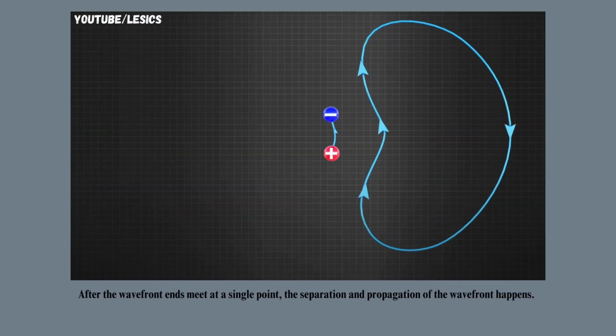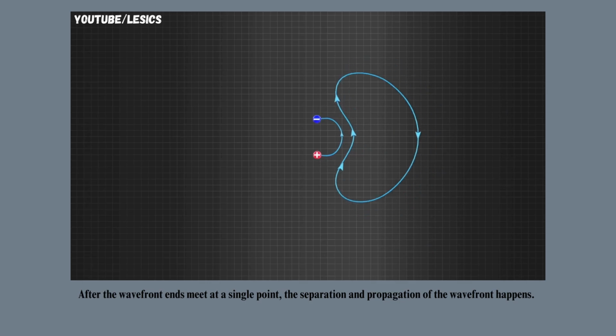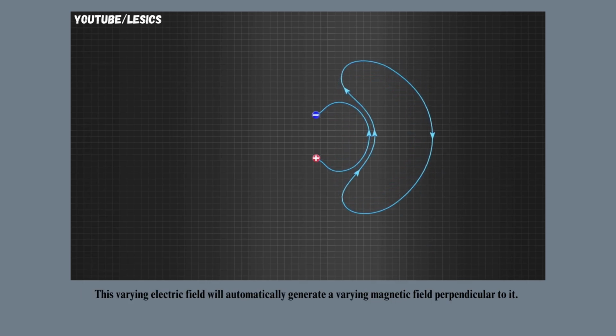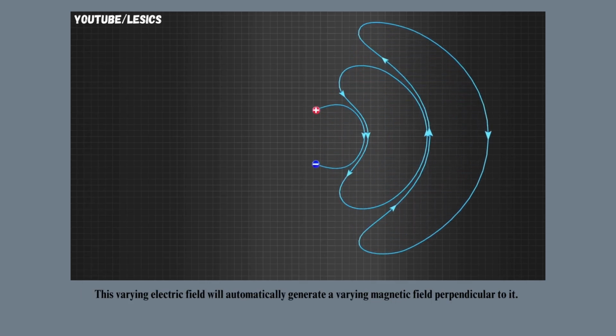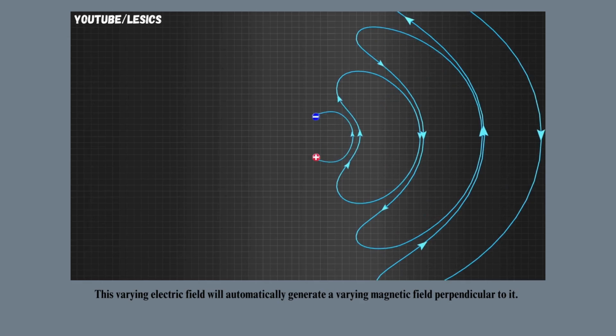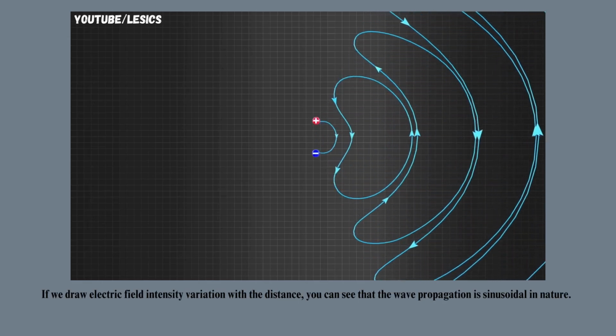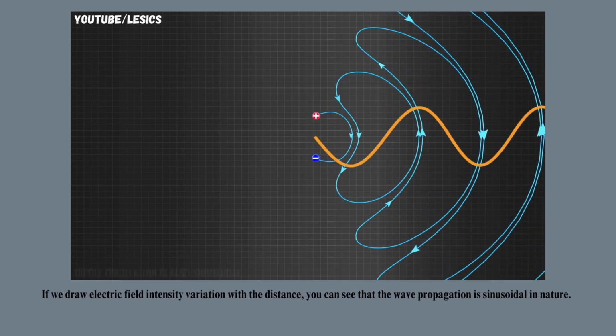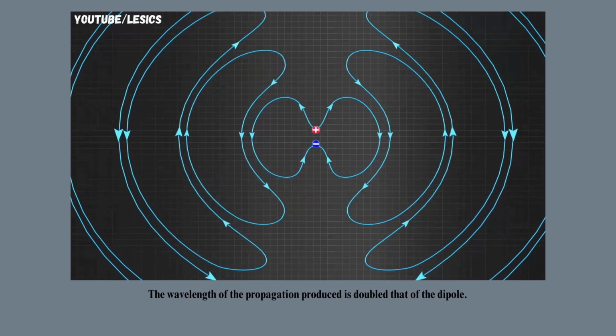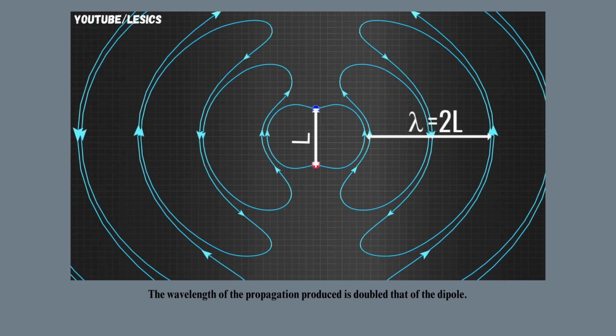After the wavefront ends meet at a single point, the separation and propagation of the wavefront happens. This varying electric field will automatically generate a varying magnetic field perpendicular to it. It will draw electric field intensity variation with the distance. You can see that the wave propagation is sinusoidal in nature. The wavelength of the propagation so produced is exactly double that of the length of the dipole.